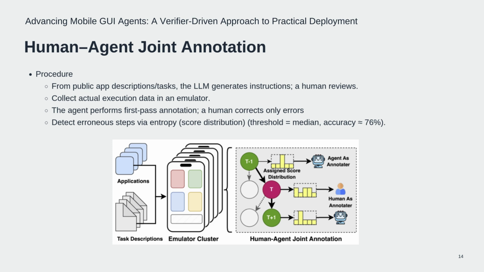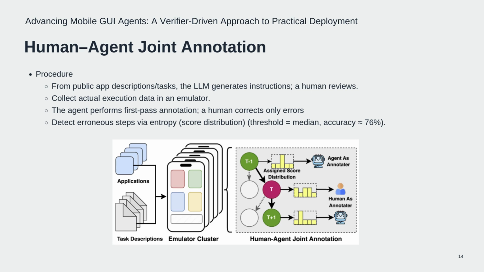Next, execute and trace. They run each instruction in an emulator, with a prototype agent or semi-manually, to get an execution trace: screens plus actions that successfully complete the task. Each step in a successful trace defines the correct action. Next, agent first pass. The agent and verifier label each step. Take actions as correct, other candidates as incorrect. This is fast but imperfect. Then targeted human fixes.